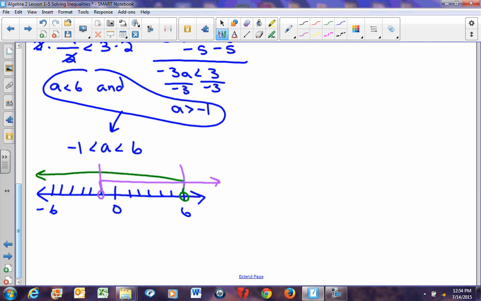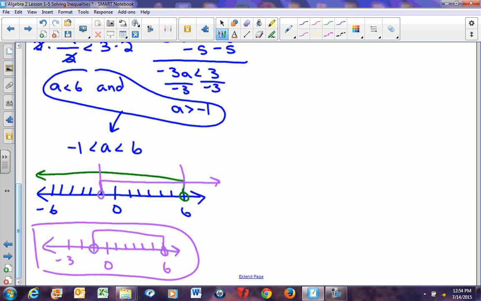Only here. So the solution to this inequality is between negative 1 and positive 6, and only those numbers, not including negative 1 and positive 6. So this is the graph of the compound inequality of an and. The compound and inequality will always go and touch each other.